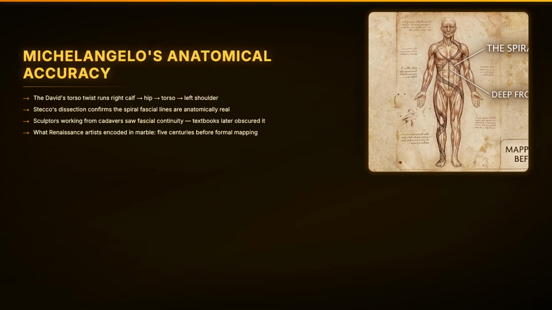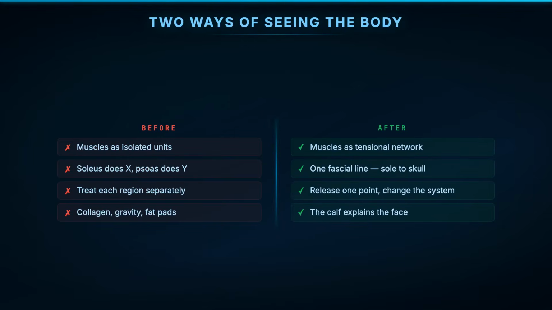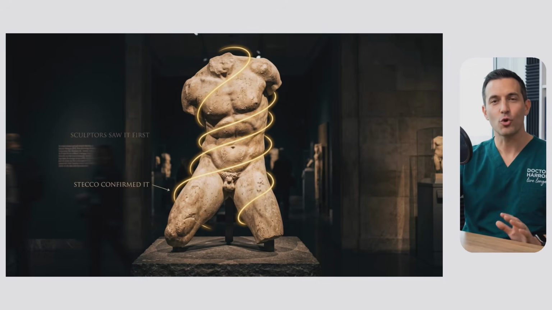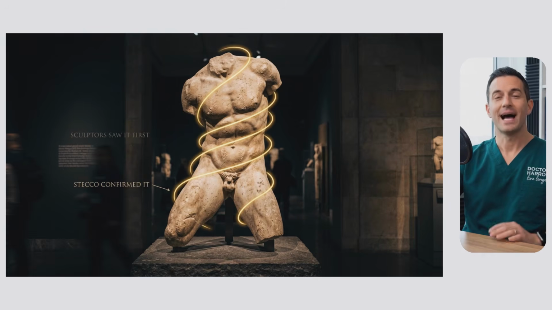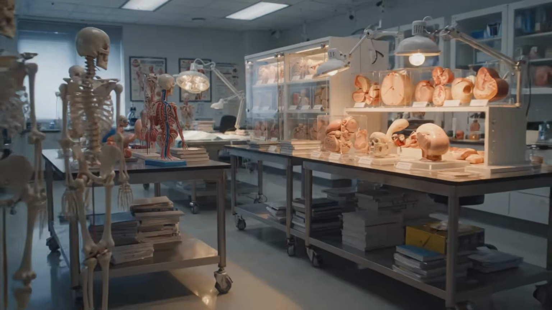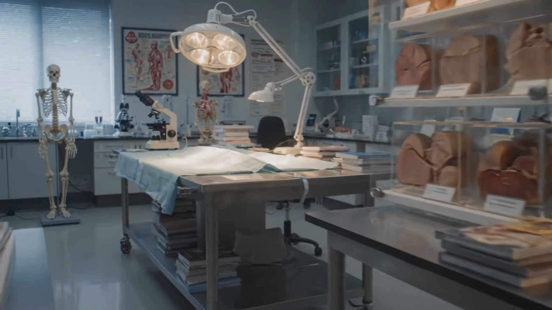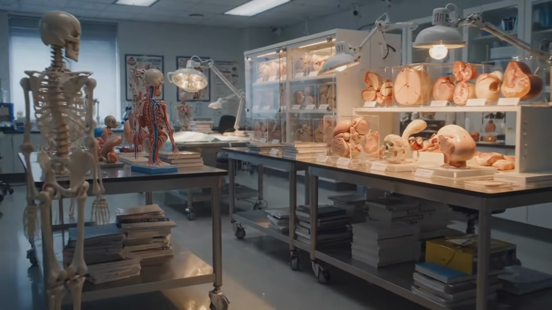Art historians have debated whether this tension was anatomically accurate or artistically stylized. Stecco's dissection work suggests Michelangelo was anatomically precise. The spiral fascial lines he carved into marble correspond almost exactly to the myofascial meridians mapped 5 centuries later. Those sculptors, working from direct observation of cadavers and living models, saw what the anatomical textbook tradition later obscured by cutting the body into isolated regional chapters. They saw continuity. Lines of force that crossed joint boundaries and connected distant regions into single functional units.